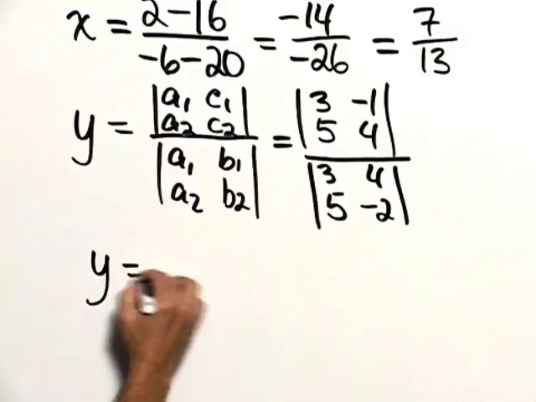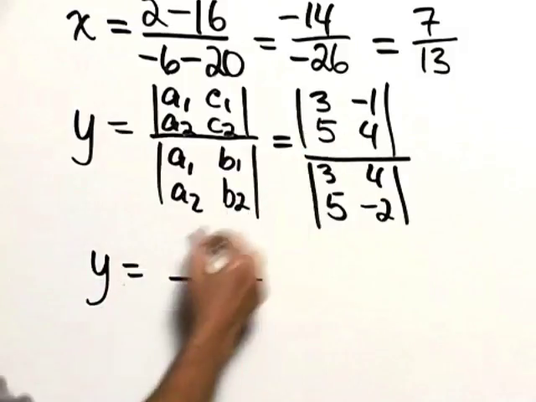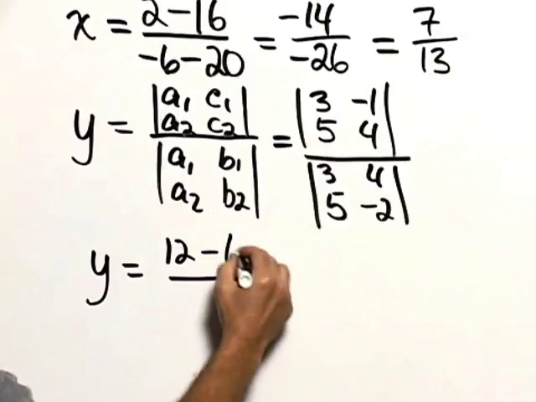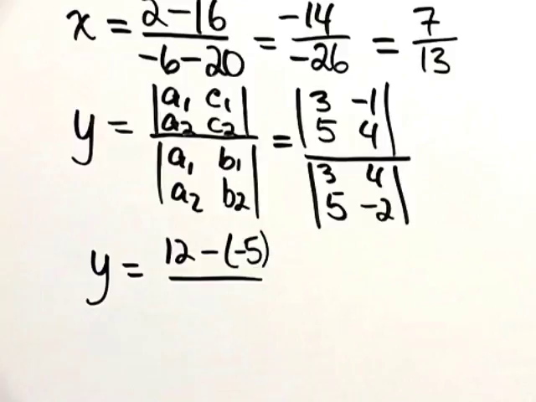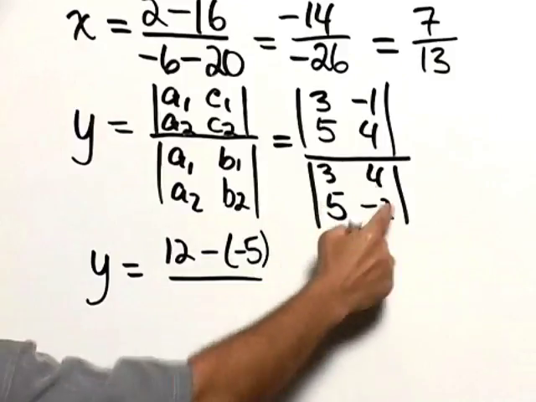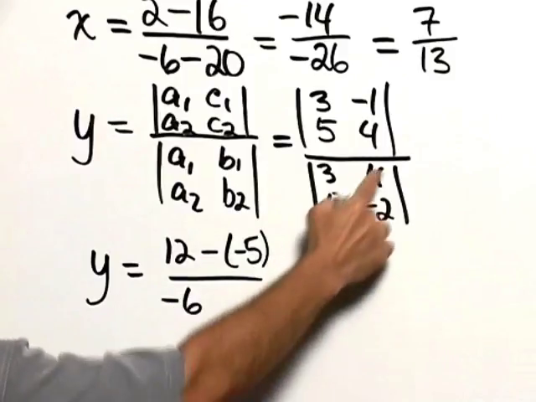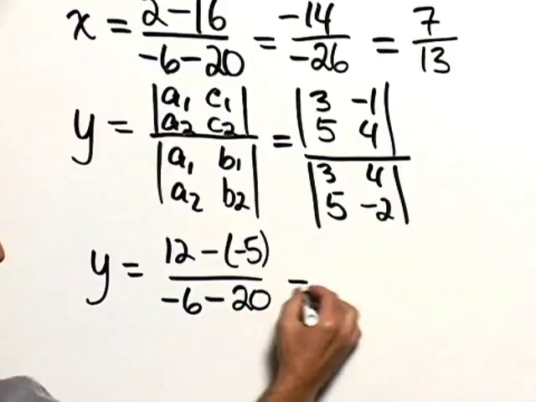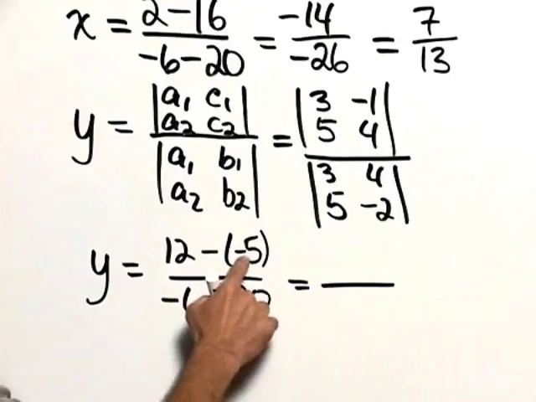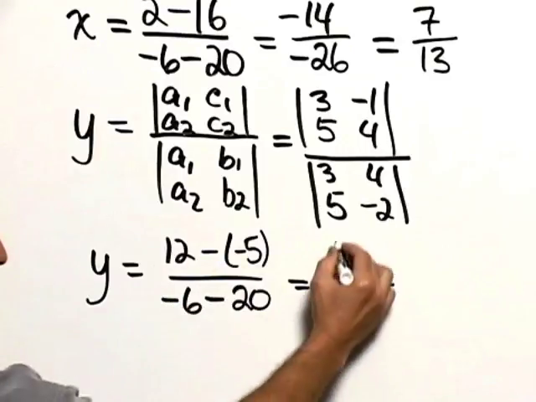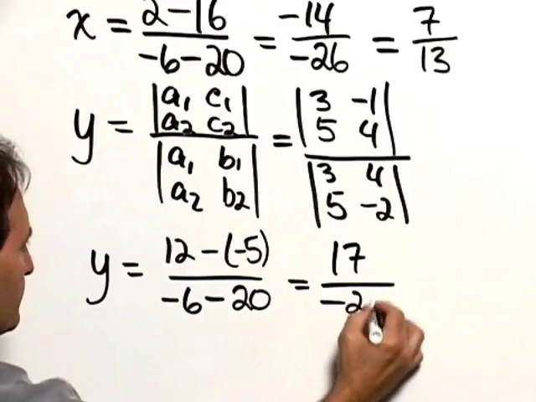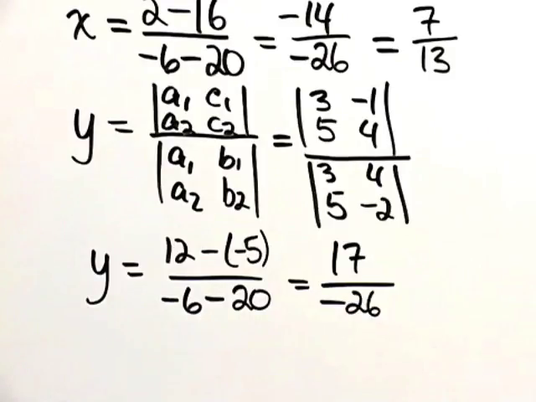We will have y is equal to 3 times 4 is 12, minus 5 times -1 is -5. And in the denominator, 3 times -2 is -6, minus 5 times 4 is 20. In the numerator, 12 minus a -5 is 12 plus 5 for 17. In the denominator, it's equal to -26. We saw that earlier in this example.